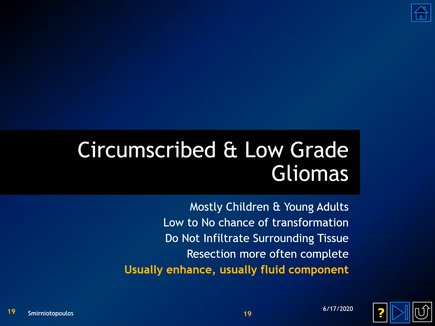Circumscribed and low-grade gliomas occur most commonly in children and young adults. There's a very small chance of transformation to a higher grade tumor, and those tumors are called grade 2 and not grade 1. They don't infiltrate into the surrounding tissue, resection is oftentimes more complete, and they usually enhance, oftentimes with a fluid component.